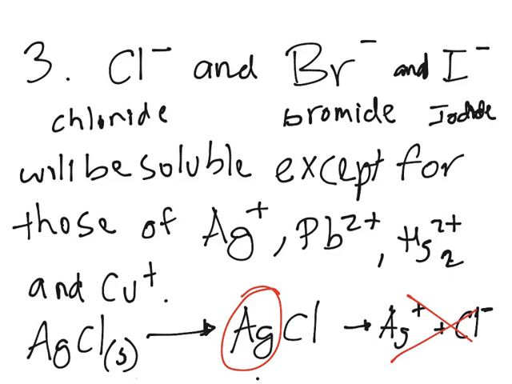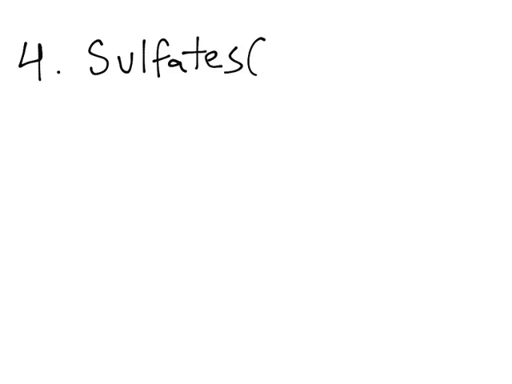Now let's go to the fourth one. This rule says that all common sulfates are soluble except for those of calcium, strontium, barium, and lead. So sulfates, SO4 2 minus, that's the charge, are soluble.